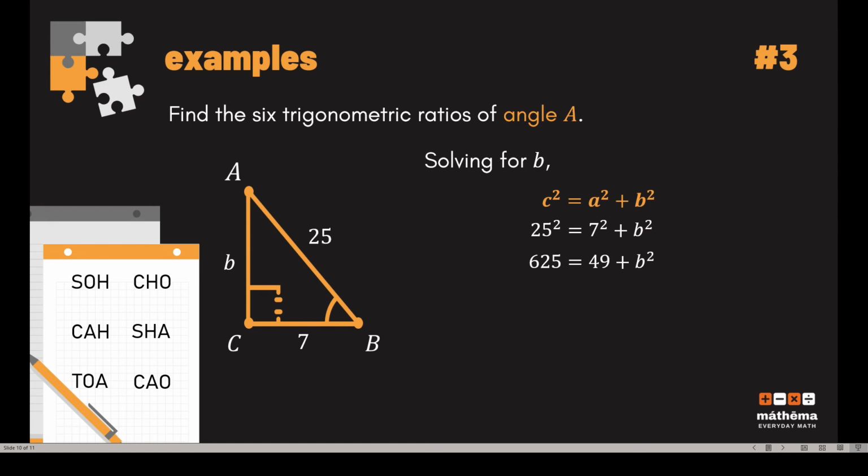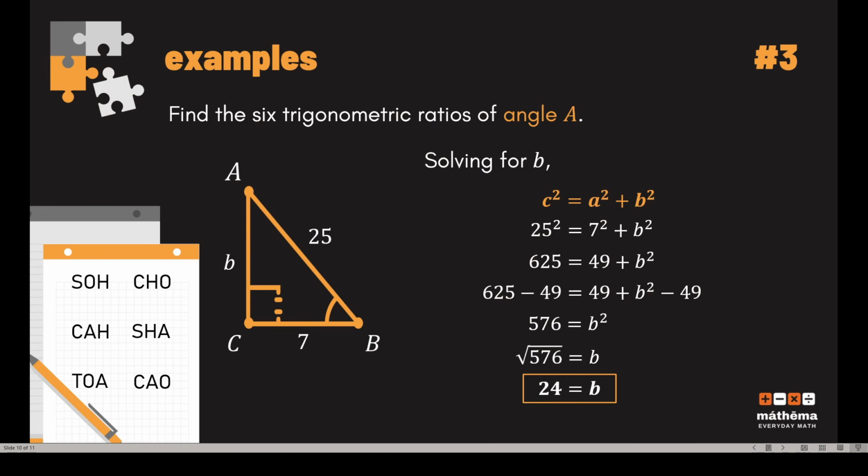Subtract 49 both sides. We will have 625 minus 49 is equal to 49 plus B squared minus 49. 625 minus 49 will give us 576. 49 minus 49 is 0, so what's left is B squared. Extract the square root of 576. So the square root of 576 will give us 24. Again, we will disregard the negative square root because we are dealing with measurements. So B is equal to 24.